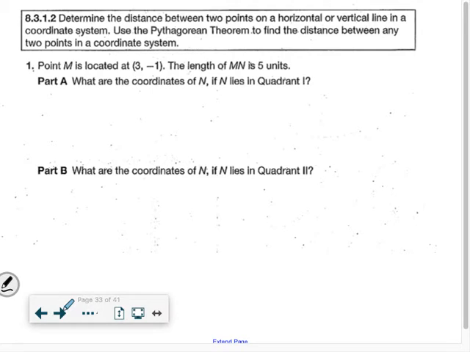So point M is located at 3, -1. The length of MN is 5 units. What are the coordinates of N if N lies in quadrant 1? All right, so I'm going to draw a graph over here.